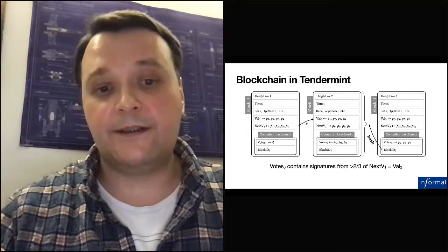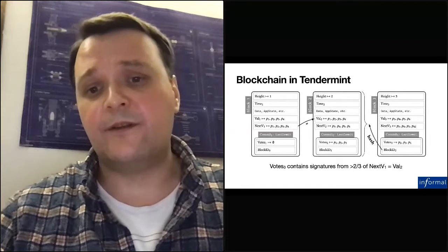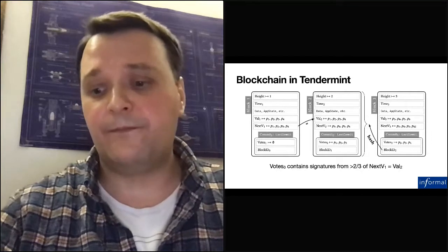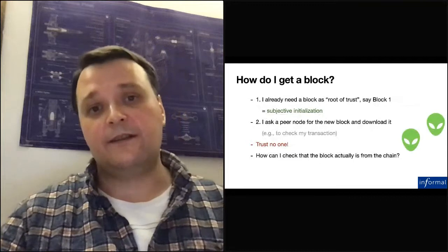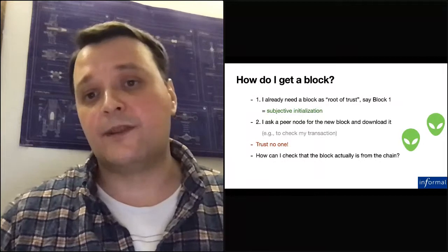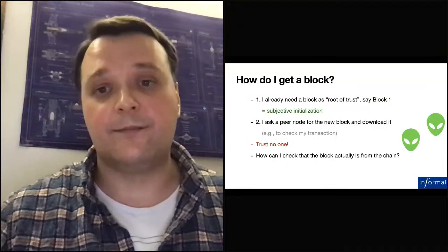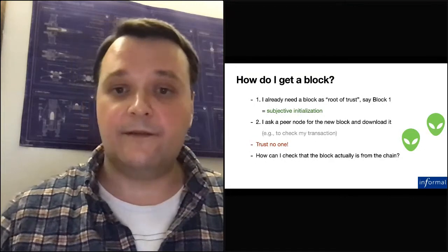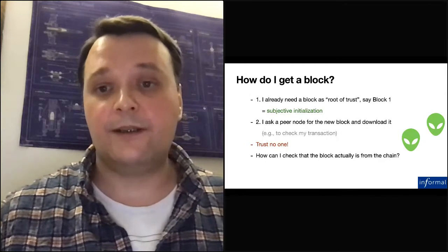What's important here is that a commit for the previous block actually contains more than 2/3 of signatures signed by the validators from the previous block. That's a very important assumption. Then, if I have a Light Client, I start with some root of trust. I have some block, and I just got it from somewhere. For instance, I could get it from Jarko or Ethan, and I just trust them that this block is correct. Then, if I want to get a block which is further away from the trusted block, what do I do? I ask a peer node for a new block and download it.